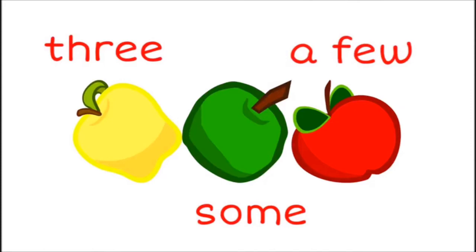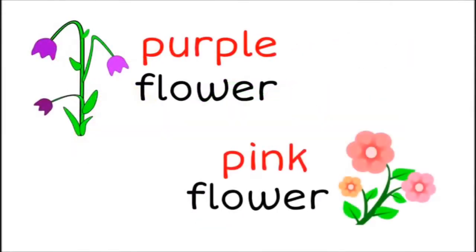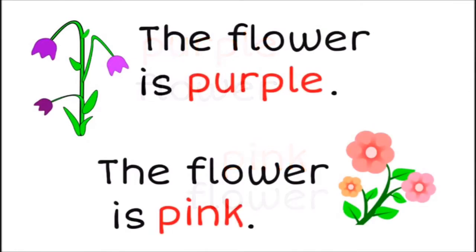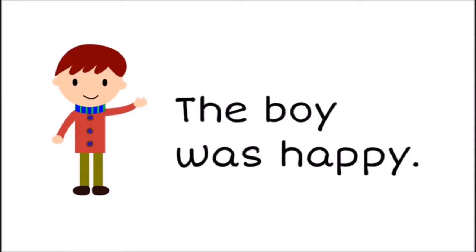In English, adjectives usually come before the noun which they describe. If the adjective comes after the noun, there is usually a verb between them. For example, if we say the tiger is orange, orange is the adjective describing the noun tiger. Here is one more example. The boy was happy. So we can find the adjective by asking, what kind of boy is he? A happy boy. The word happy describes the noun boy.